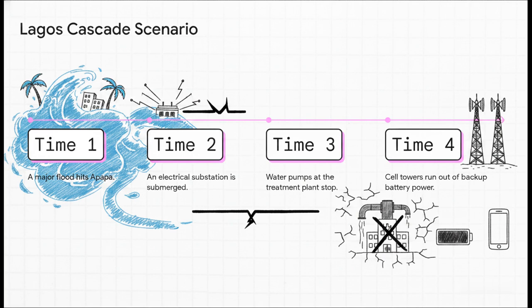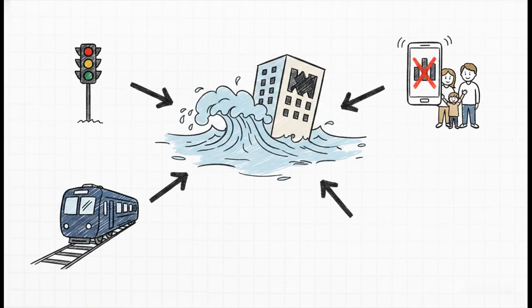At time 1, a major physical hazard hits, a flood in the Apapa area. Seems like a local problem, right? Just avoid the water. But at time 2, those floodwaters submerge a critical electrical substation. Boom, power goes down. Because the power is down, at time 3, the municipal water treatment pumps stop working. So suddenly, hospitals miles away lose their running water. By time 4, the backup batteries on the local cell towers run out of juice, and your mobile phone goes completely dead. This right here is what experts call a multi-sector systemic collapse.